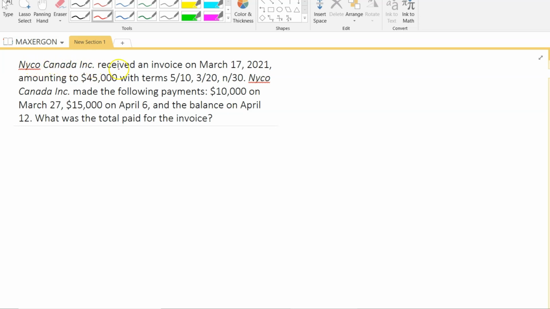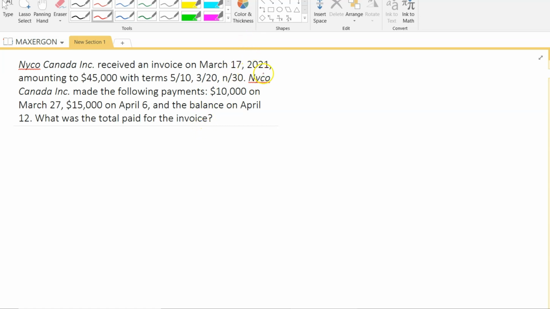Nyco Canada Inc. received an invoice on March 17, 2021, amounting to $45,000 with terms 5/10, 3/20, net 30. Nyco Canada Inc. made the following payments: $10,000 on March 27 and $15,000 on April 6, and the balance on April 12. What was the total paid for the invoice?